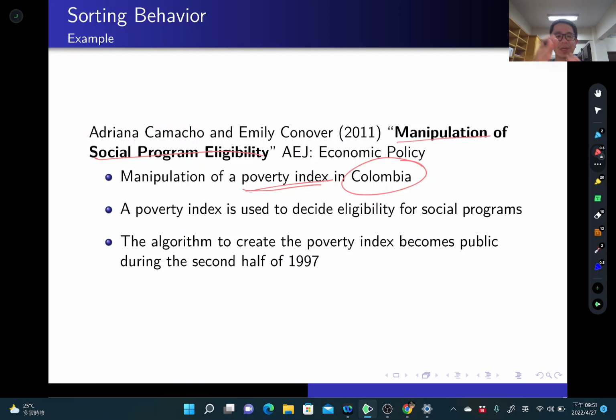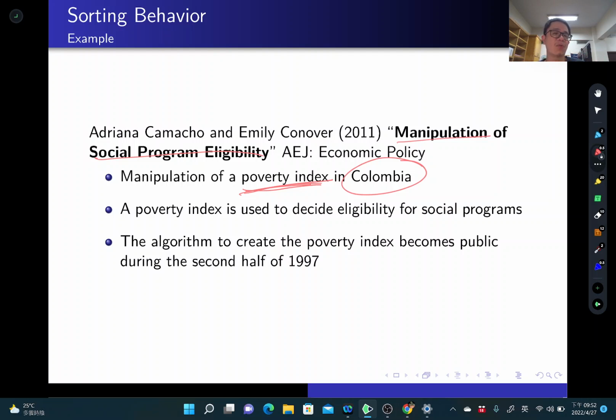If they are below some threshold of the poverty index, they will receive the cash transfer. If they are just above this cutoff, they will receive nothing, so they cannot receive this cash transfer. So maybe you want to know the effect of receiving the cash transfer on the labor supply, and you want to use RD. You can use the poverty index as a running variable to determine who can get the cash transfer and who cannot.